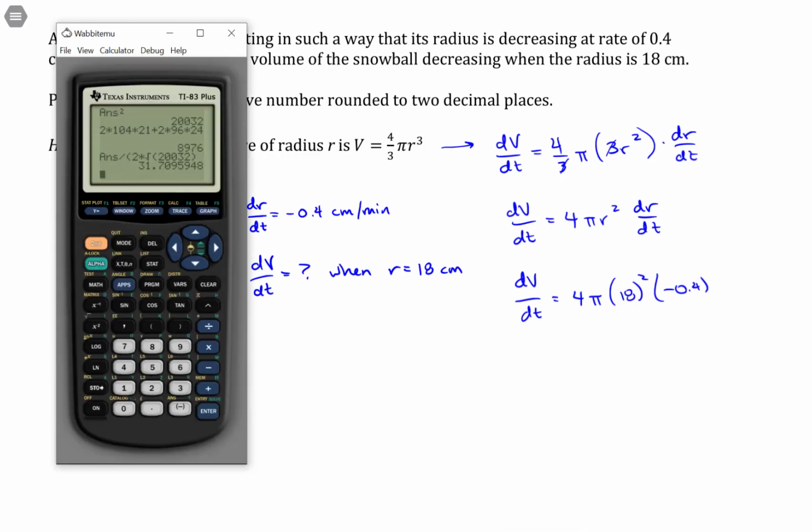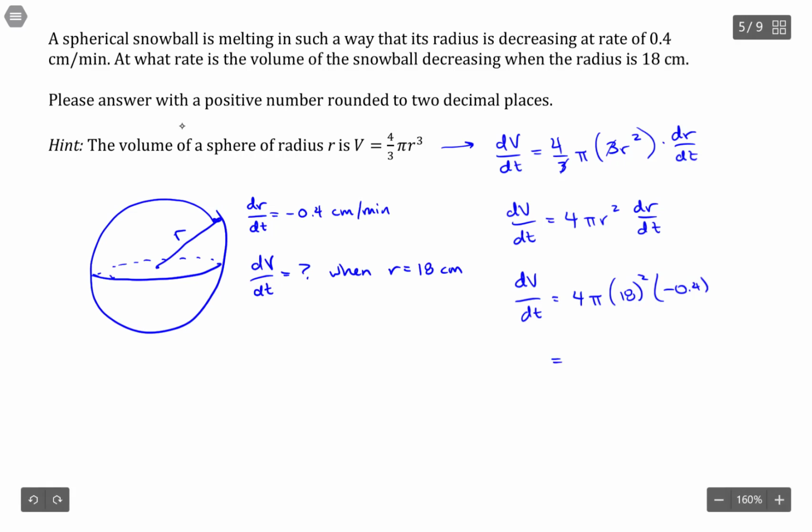Now at this point, it's just a matter of getting an answer, and I'll just make an approximation in the calculator. So 4 pi, whoops, I'll tell you what, I'll clear this whole screen. So 4, second and the exponent gives you pi, times 18 squared times negative 0.4 is negative 1628.60. So negative 1628.60.